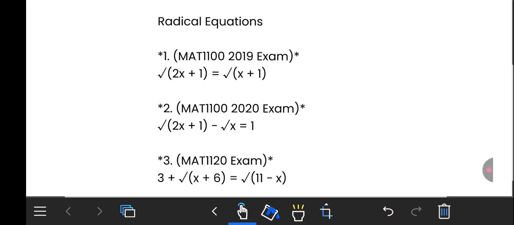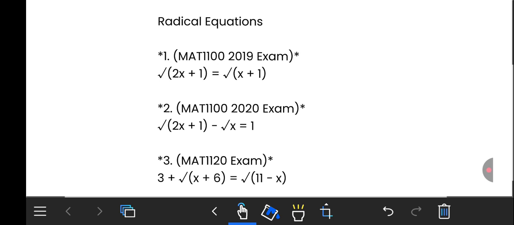In this video, we're going to do radical equations. I have different questions both for Math 1100 and Math 1120 exam. The first question is coming from Math 1100, that was 2019 exam, and it is square root of 2x plus 1 is equal to square root of x plus 1.